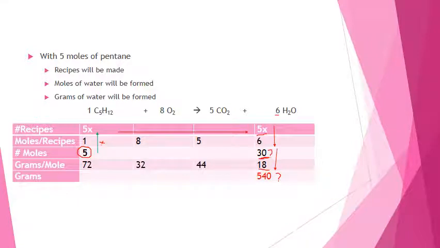Okay, now each mole of water weighs 18, and you have 30 of them, so it's going to be 18 times 30, which is 540. Okay. And there's your answer. So 5 moles of pentane will make 540 grams of water.